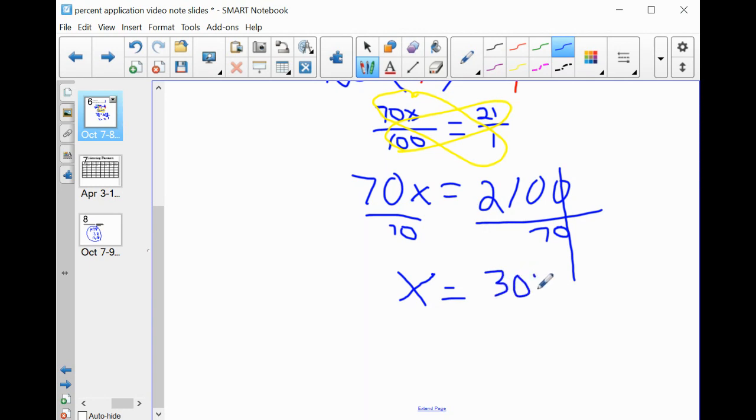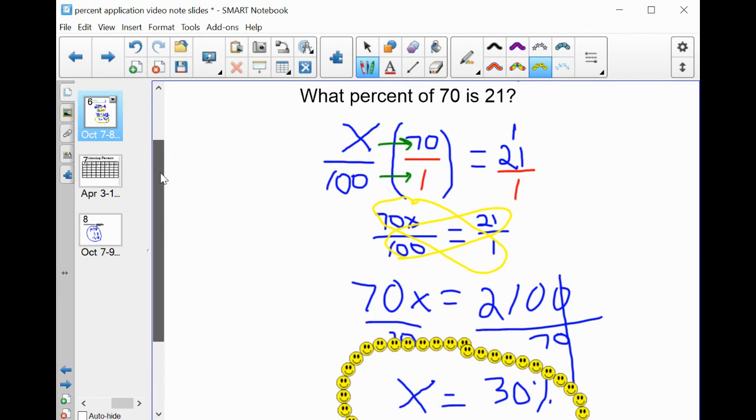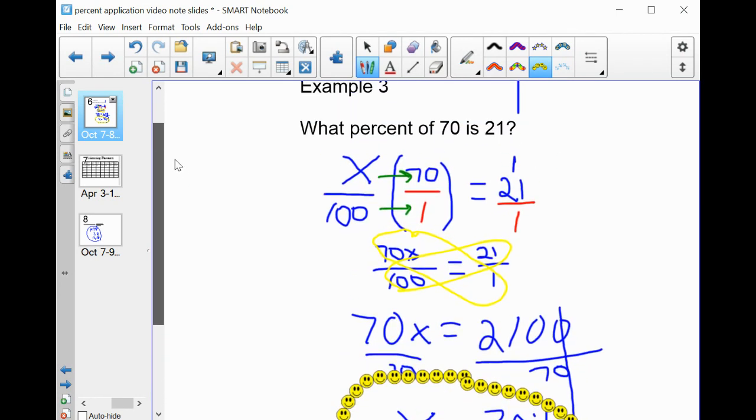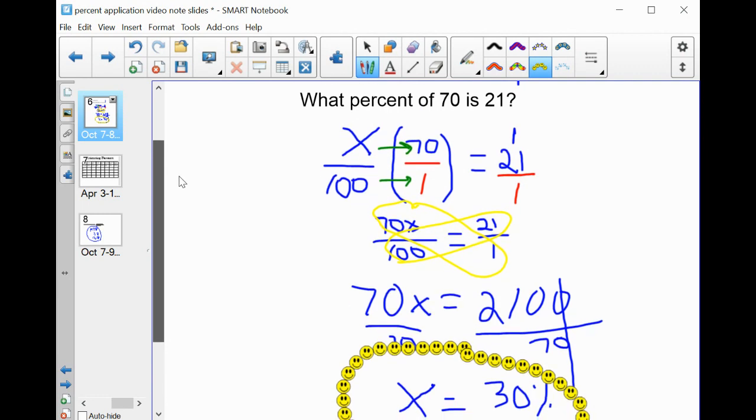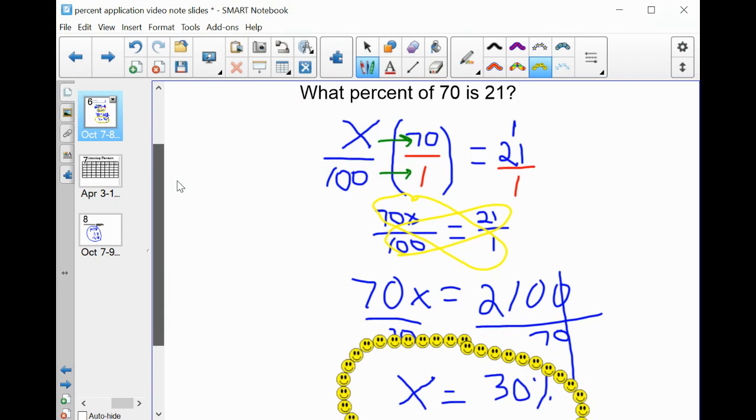Now, in this case, it is percent. They're asking us what percent. So x equals 30%. And that should be our answer. Ta-da! And if you look, it was what percent of 70? Well, 30% of 70 is 21. So if I've got $70 and I'm only going to give you $21, I'm actually giving you 30% of my money.